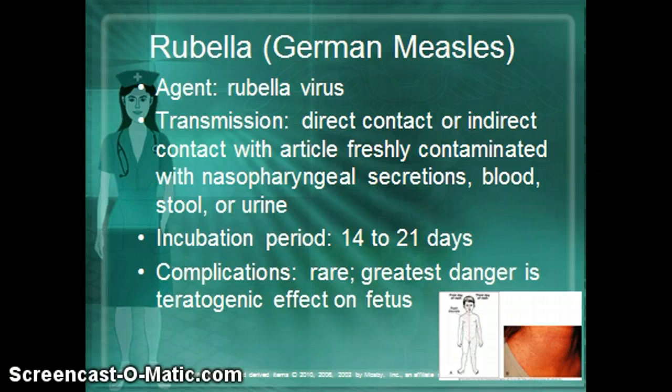Really, the greatest danger with rubella is its teratogenic effects on a fetus, and so we do caution pregnant women to not get the rubella vaccine until they are in their postpartum phase or after they have delivered, and then we need to caution them to not become pregnant for about 3 months after they have received the rubella vaccination.